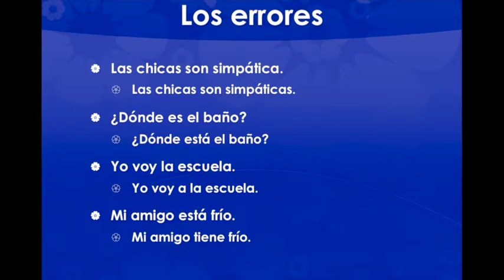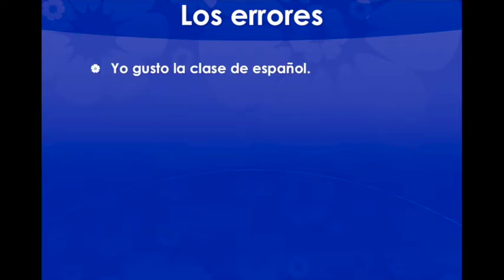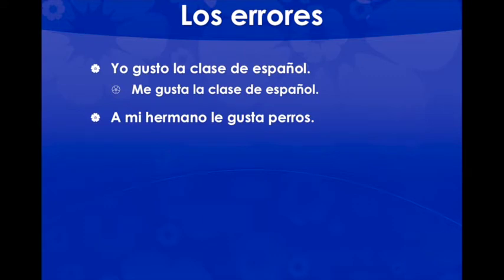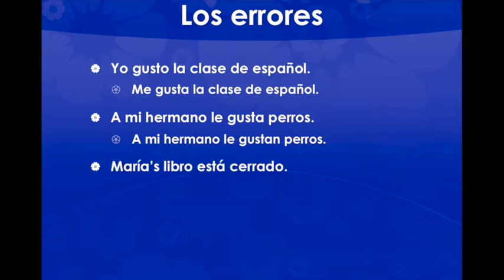It's something we'll talk about later on in this review, how many different ways they use the verb tener. And finally, to say me gusta is to say I like Spanish class. So me gusta la clase, not yo gusto. A mi hermano le gustan los perros, because perros is plural. We always need to make sure the gusta is plural and has an N if the thing that is liked is plural. So you can say le gusta el perro, he likes the dog, but if he likes plural dogs, we have to add an N, and then you have to say le gustan.